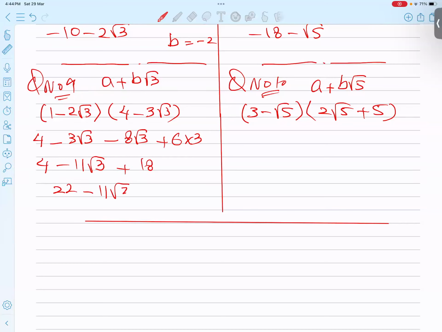22 minus 11 root 3. I converted this: 22 is the a value and -11 is the b value. So the a value is 22 and the b value is minus 11. I believe you people got it.